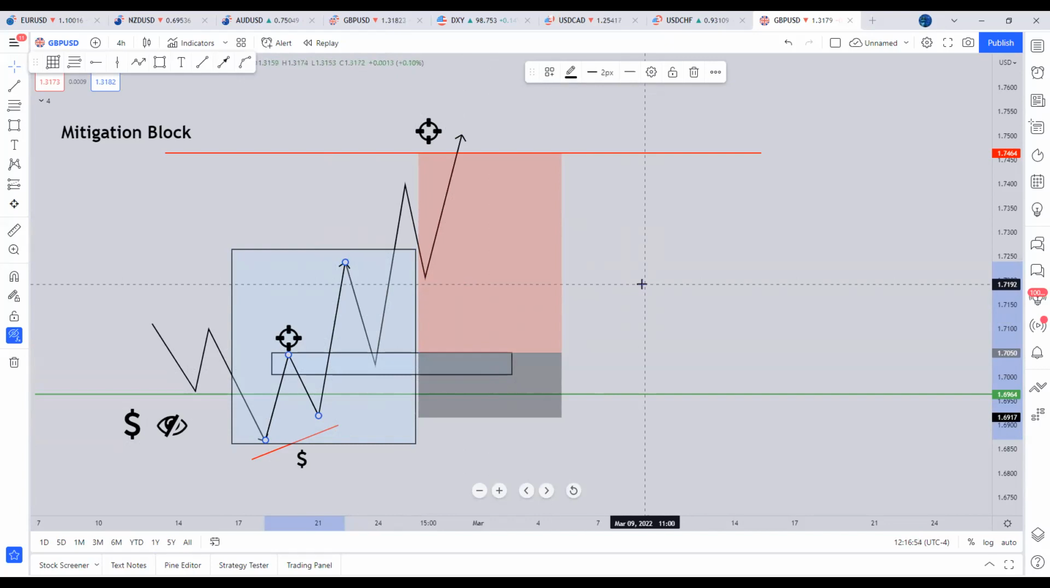This one's not very common. The one that's going to be a lot more common is the breaker block, right? That's the one that's going to be a lot more common for you to find entries on.